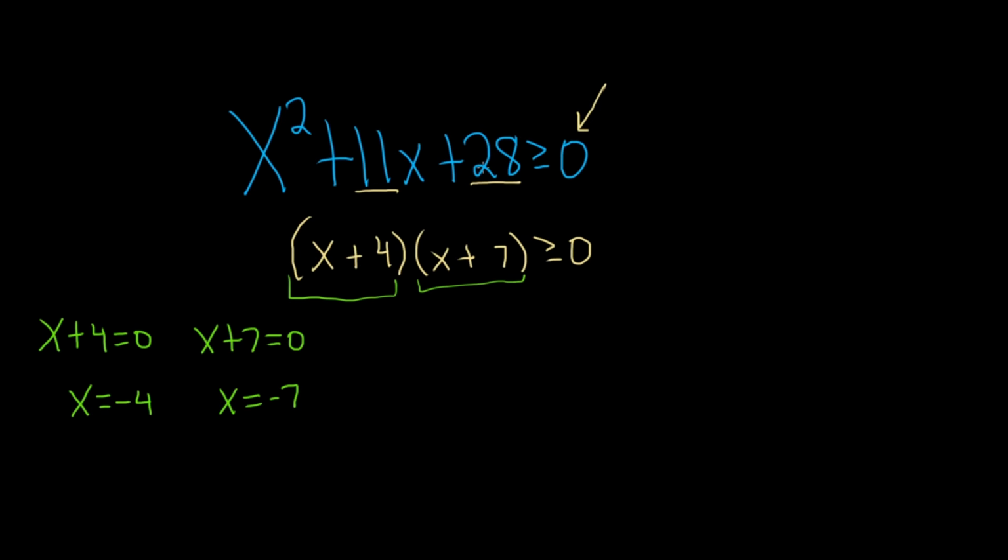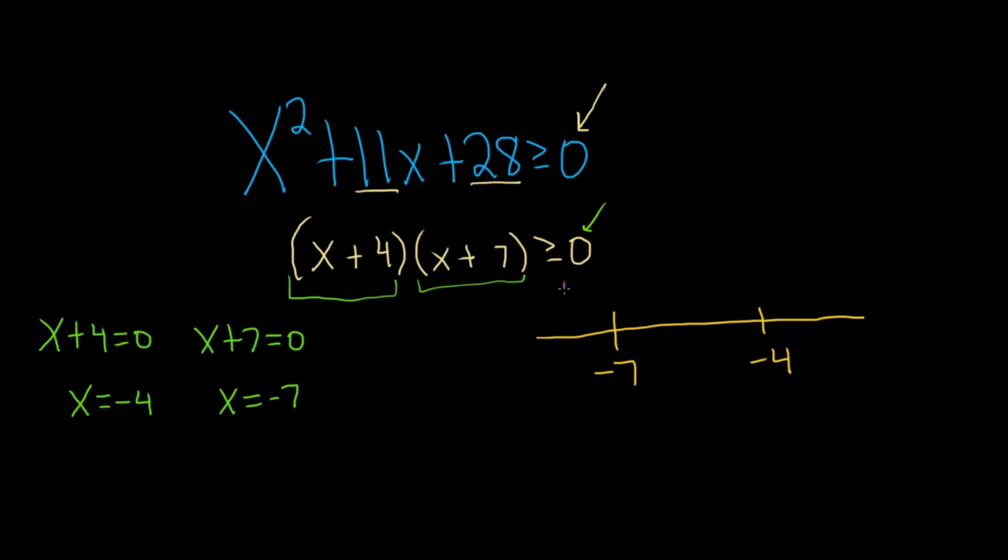So recap. First factor if needed. So in this case, we factored. Make sure you have 0 here. Next step, take each piece, set it equal to 0, solve for x. Next step, put these on a number line. So here's our number line. And -7 is smaller than -4, so it's going to go over here on the left, and then -4 will go here.